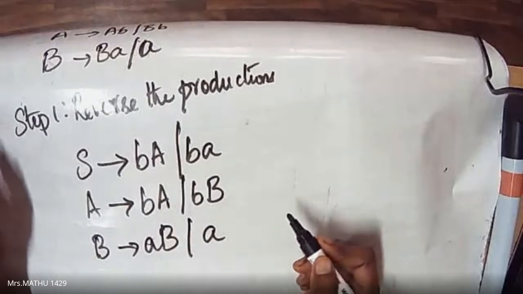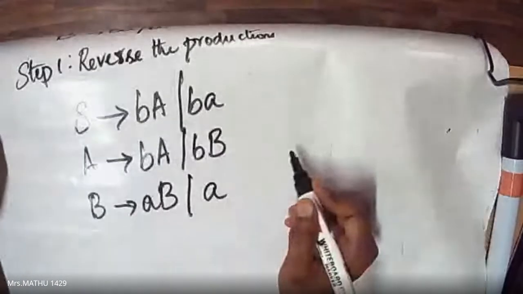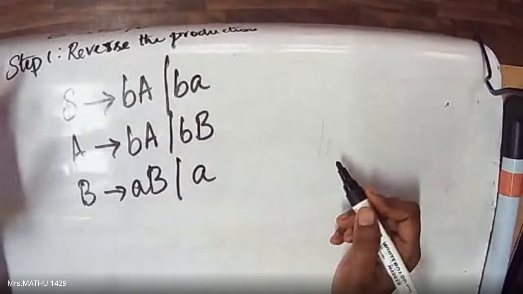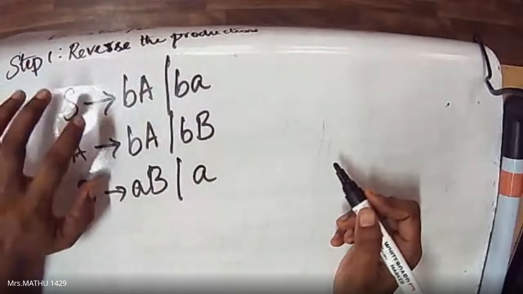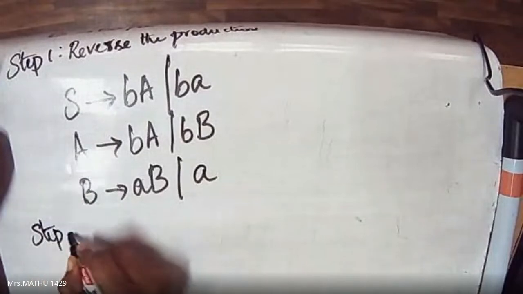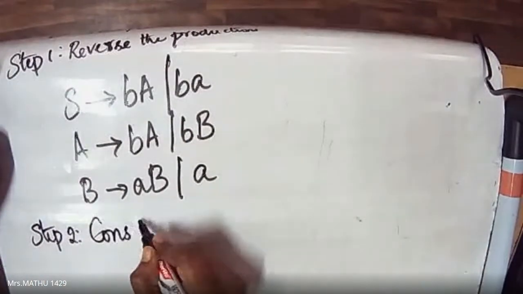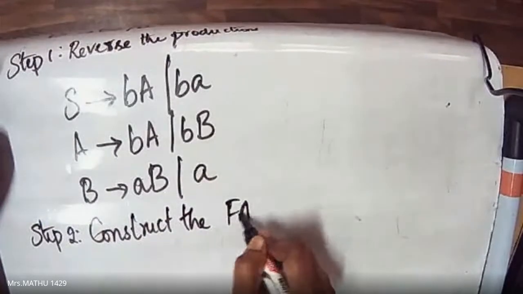And what is the next step? It says construct. What to construct? We want to convert this given left linear grammar to finite automata, so we want to construct the finite automata. So that is step 2: construct the finite automata.